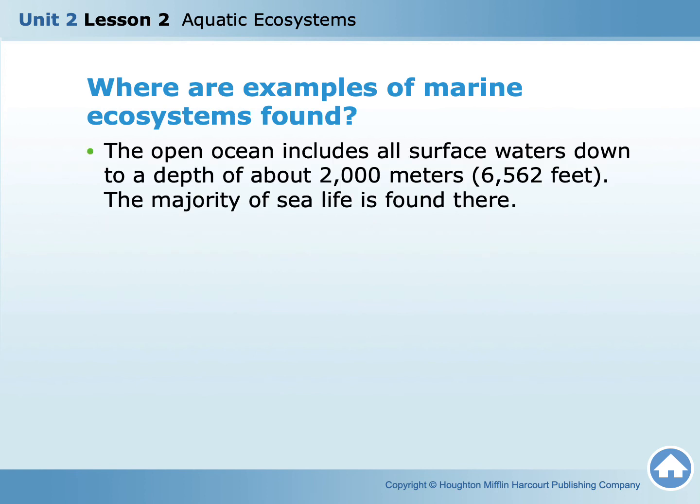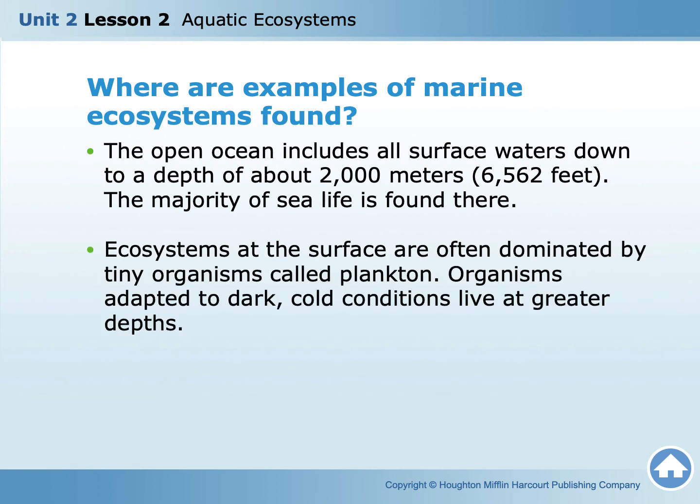The open ocean is all surface water, to a depth of about 2,000 meters or 6,500 feet. Most sea life is found there. Plankton is the main organism in this area, living in very dark, cold conditions, more toward the bottom. These are super tiny organisms, but they feed a lot of whales. A lot of different whales survive basically off of eating plankton.